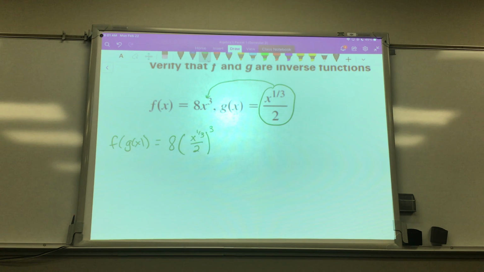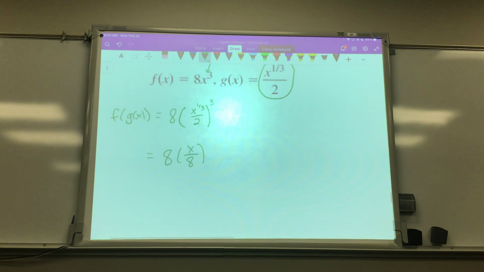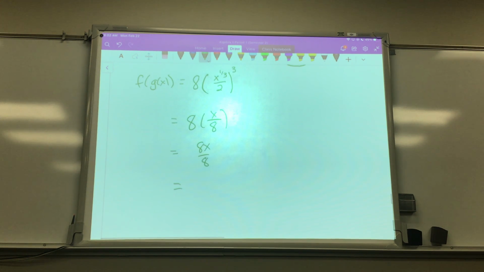Okay, then we got a quotient to a power, right? So we're going to take that power to both the numerator and denominator, correct? And multiply. So 8 times x to the 1/3 to the 3rd. 1/3 times 3 is 1, right? So 8 times x over 2 to the 3rd, which would be 8, which is 8x over 8, which simplifies to x.